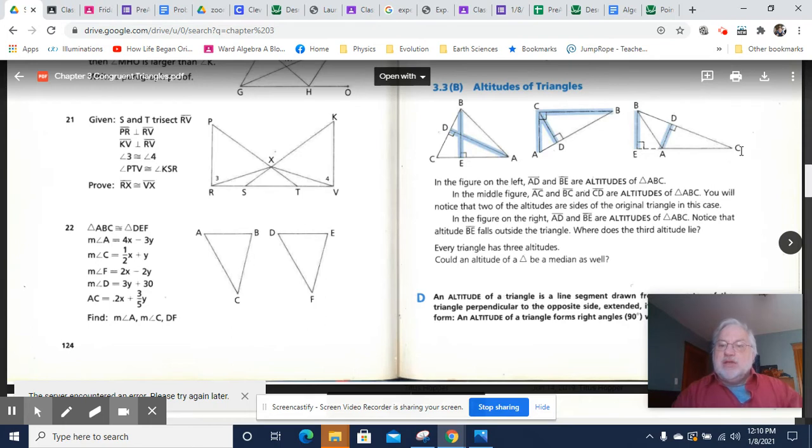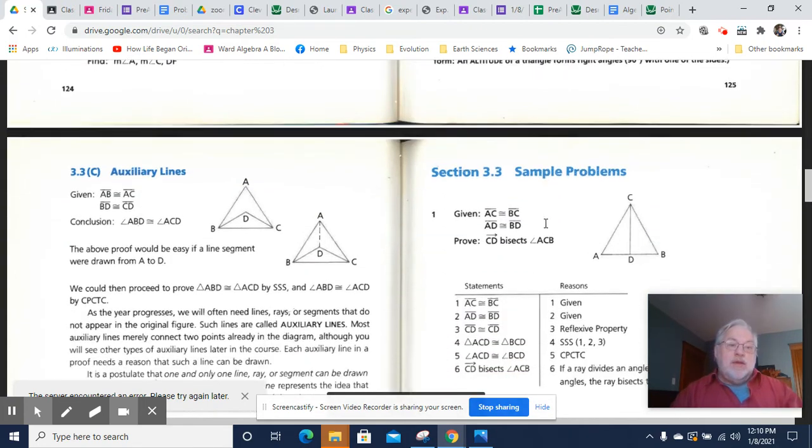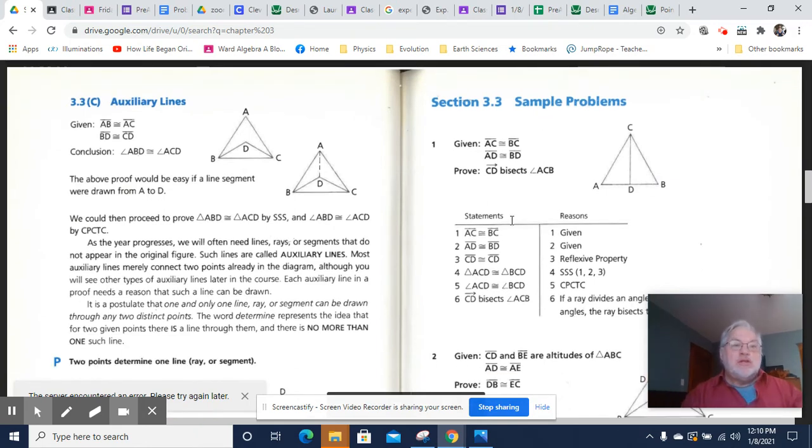So basically you extend the opposite side of that vertex out so that you can make a right angle. That will be an altitude. And that's what you would use as the height of the triangle. It's called altitude because it's the same as height, the height of a triangle when you do base times height over 2 to get the area of that triangle.